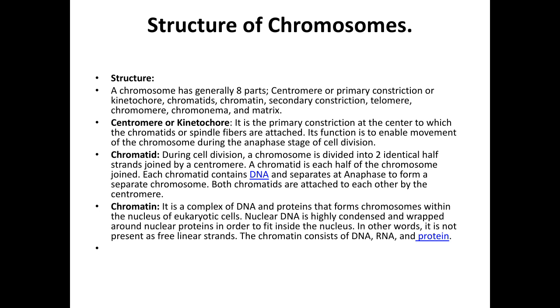Chromatin. It is a complex of DNA and proteins that forms the chromosomes within the nucleus of eukaryotic cells. Nuclear DNA is highly condensed and it is wrapped around nuclear proteins in order to fit inside the nucleus. In other words, it is not present as free linear strands. The chromatin consists of DNA, RNA, and the proteins.